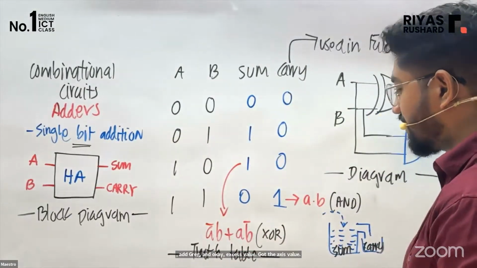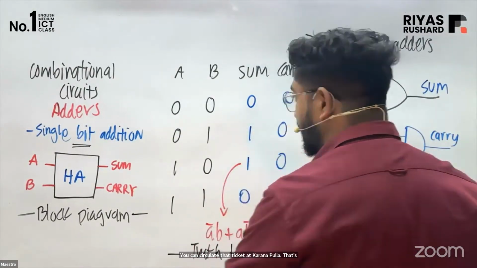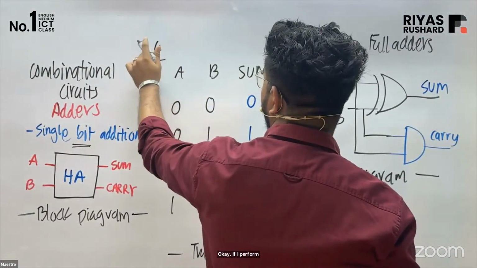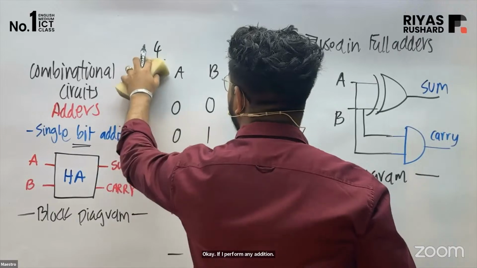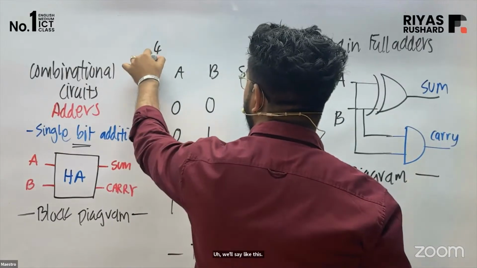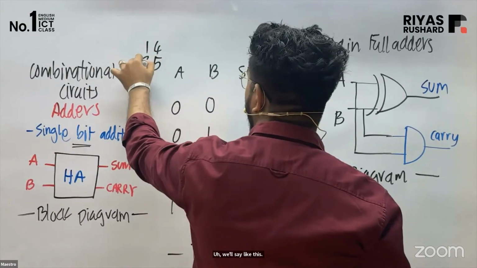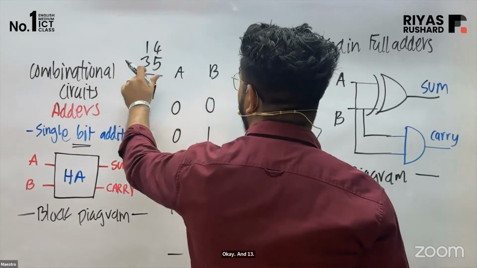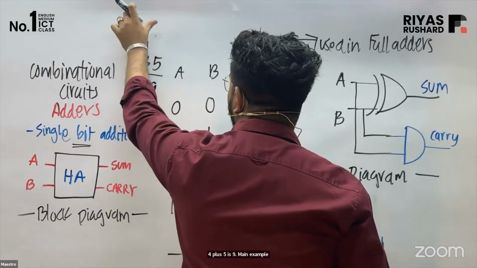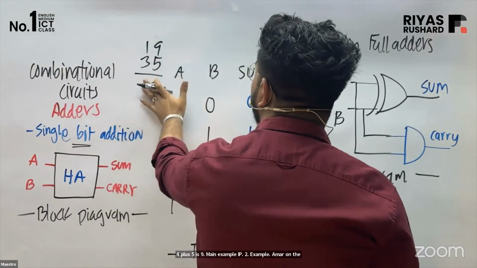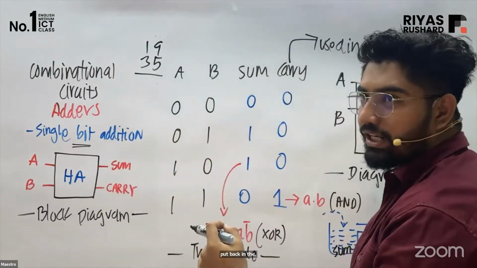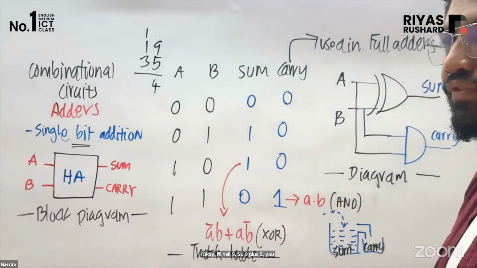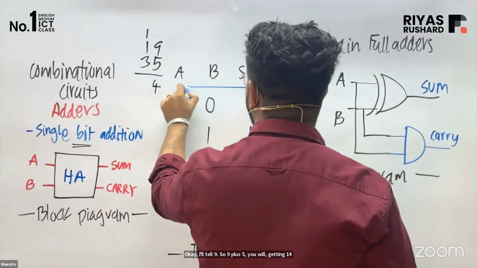It's like, for example, in this format. If I perform an addition, we'll say 45 and 13. 4 plus 5 is 9. So 9 plus 5 you will get 14, where you will write 4 and 1. This 1 is known as the carrying value, and that 4 is known as the summation.